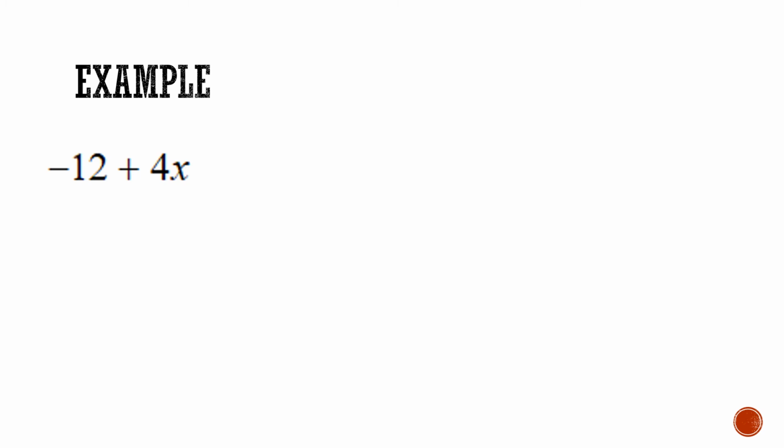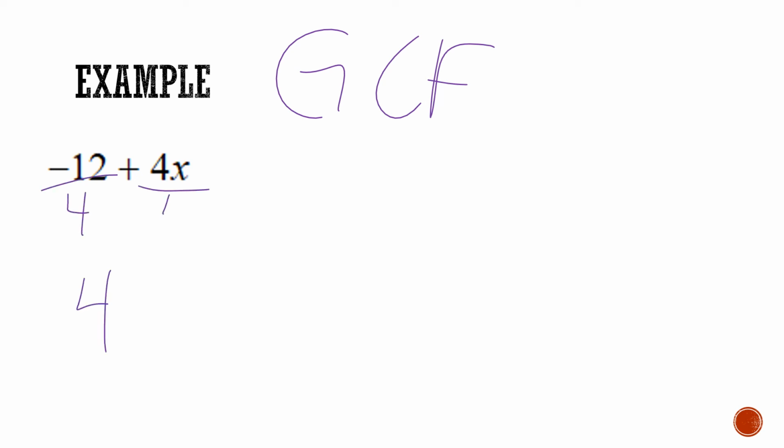All right, this next one. Okay, well, I see that they have a 4 in common. They don't have variables in common, but there are not 4 terms for this, so we know that we have to use GCF here. So they do have a 4 in common, so I'm going to divide by 4 on each term, and I get negative 3 plus x left. 1x or just x, it doesn't matter what you write.